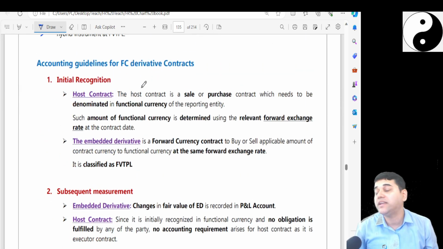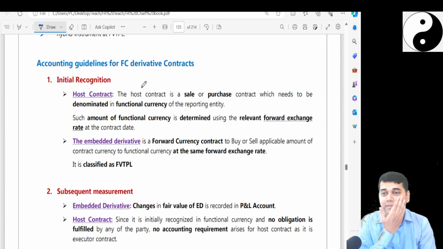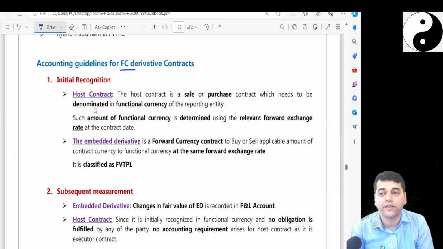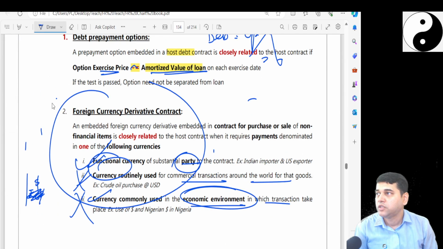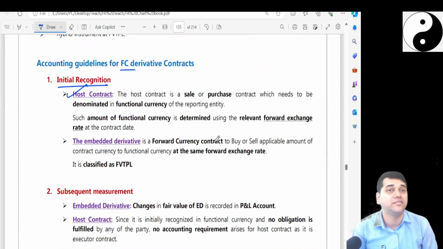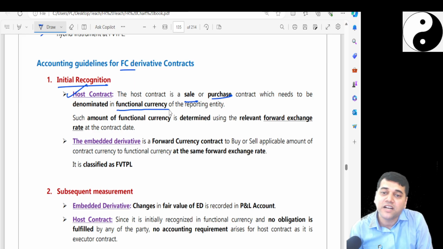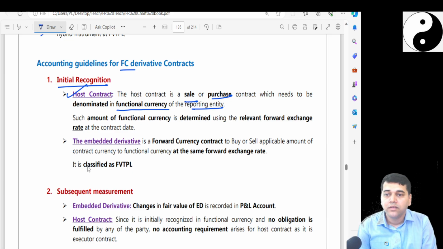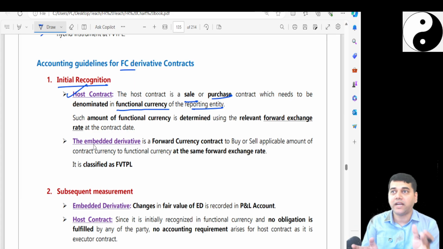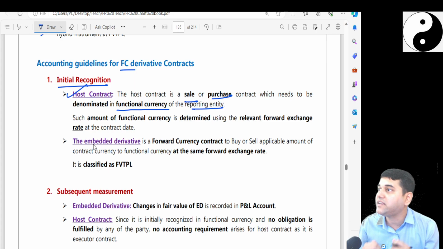Now, what are my accounting guidelines? Accounting guidelines for the foreign currency derivative contract, initial recognition. Now, they say that for the host contract, these accounting guidelines have been given for import or export. So if you have done import or export in a currency other than the normal currency, the host contract is a sale or purchase for a normal transaction. You have to account in the functional currency of the reporting entity. That means in INR, since we are talking about Indian people. At which value should I convert then? Because my contract is in dollars. They say pass the entry in INR.